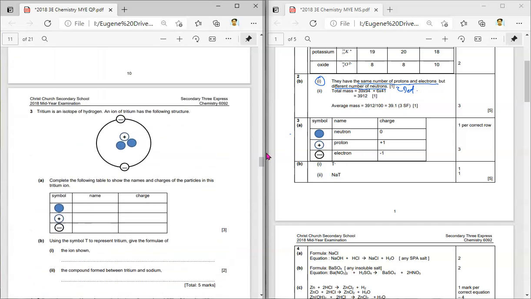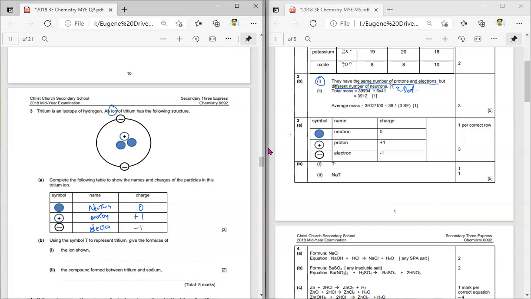Question 3, tritium is an isotope of hydrogen. So once again, on the isotope, an ion of tritium has the following structure. Complete the following table. So this is your neutron, proton, electron. Now, how do I know that? Plus and minus is a giveaway. Plus is proton, minus is electron. This shaded one in the middle is in the nucleus. It is not a proton, so it has to be a neutron. So charge is 0, plus 1, and minus 1.